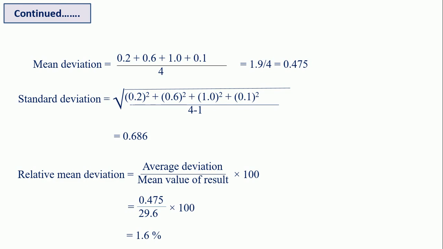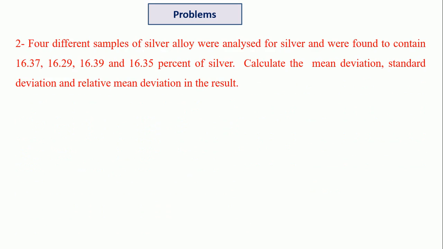Now let's go to the second problem. What is the second problem? 4 different samples of silver alloy were analyzed for silver and were found to contain 16.37, 16.29, 16.39 and 16.35% of silver. Calculate the mean deviation, standard deviation and relative mean deviation in the result.